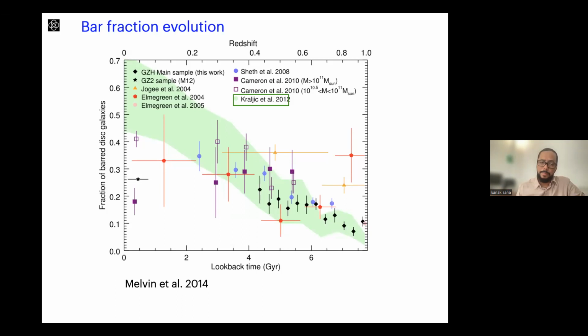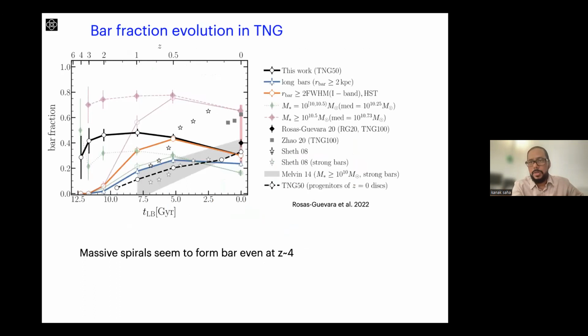This has also been looked at from the simulation point of view, for example from the TNG simulation. But the TNG simulations show a quite surprising, or maybe amazing, result: the massive galaxies seem to form bars even at redshift 4. You can see the diamonds, which are the more massive galaxies, and they seem to have a bar, and that bar fraction doesn't seem to change a lot.